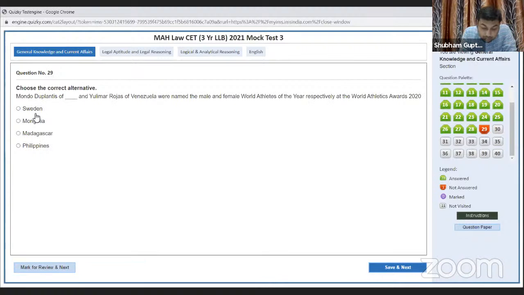Mr. Somebody and Miss Somebody were named the male and female World Athlete of the Year, respectively, at the World Athletics Awards 2020. Now if you see the options, we are talking about athletics. In the Olympics, the Philippines won their first medal, so they should not be there. And Mongolia, the name is never heard of in terms of Olympics, right? Or maybe I have not heard it, and then the option becomes Madagascar or Sweden. And as you have seen, I am generally marking A, I'll again mark A and move.